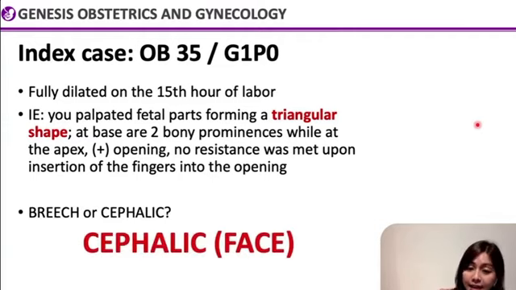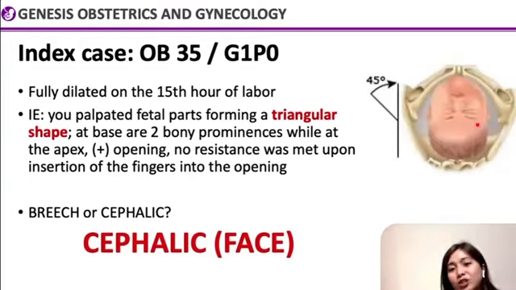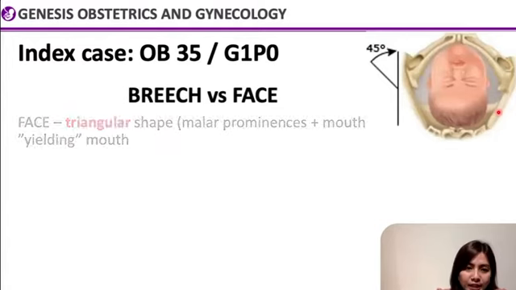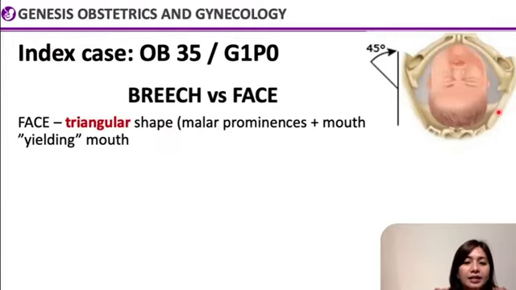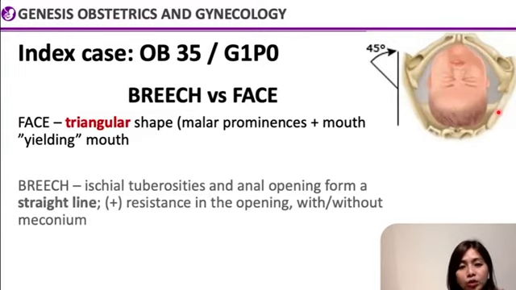So, the answer here is cephalic, specifically face presentation. Okay? So, most likely ganito siya. So, nakakalito talaga ang IE ng breech at ng face presentation. So, how do you differentiate? So, sa face, as I mentioned, triangular shape siya. Kasi, yung malar prominences that forms the bony prominences sa base, tapos yung apex niya is the mouth. Ito yung, ang description sa Williams is yielding, meaning walang resistance when you insert into that opening.